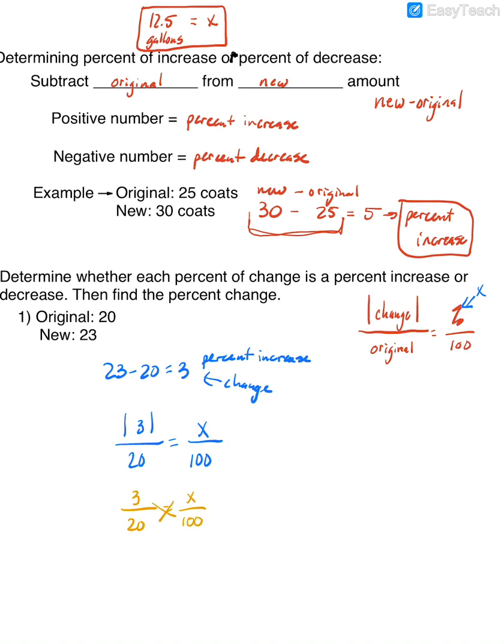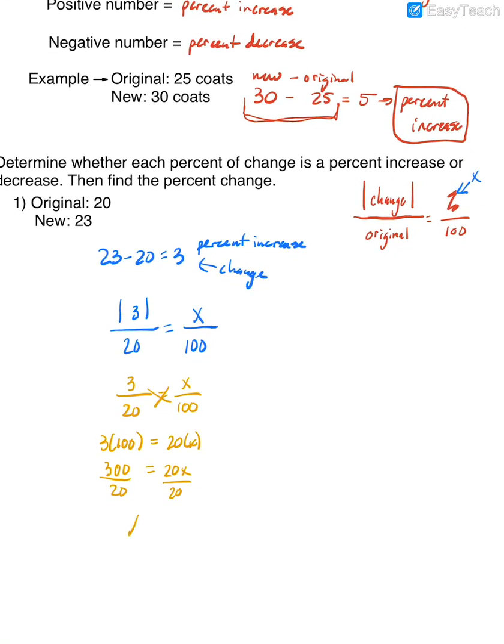And then I want to cross multiply. So 3 times 100, and then 20 times x. 3 times 100 is 300. 20 times x is 20x. I'm going to divide both sides by 20. So here, x would actually equal 15. And then because we're talking about percentage, I want to attach a percent there. So 15%. And then that would be an increase, as we stated up top. And that would be my final answer. Okay?